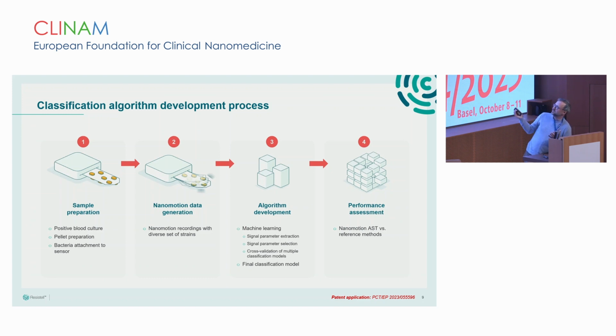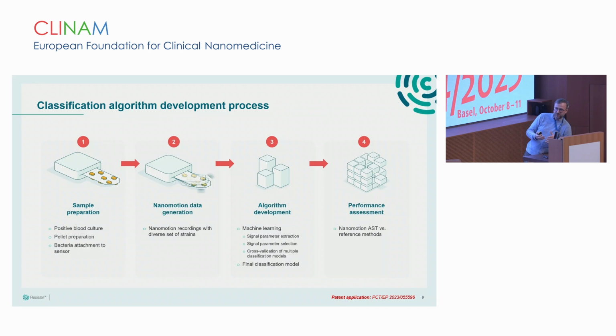Okay, so this is basically the process of how we develop these algorithms before we go into the clinic. We have our sample prep coming directly from spiked blood cultures, so we can choose the isolates that we would like to measure, so different MIC, different origin, et cetera. We perform our nanomotion recordings. Clinically, as I said, we have models trained on 4-hour recordings. Now we train on 2-hour recordings. We use this as an input for our algorithm development.